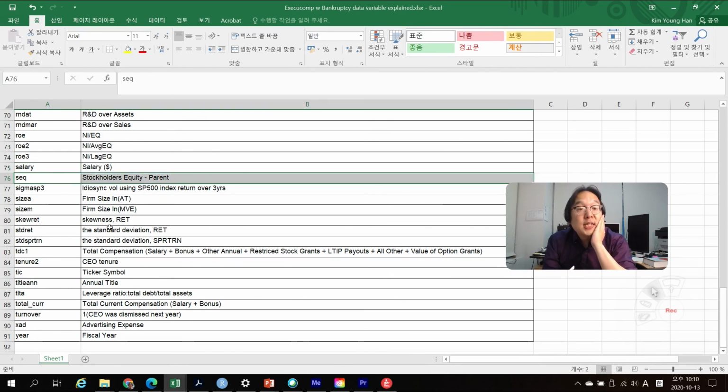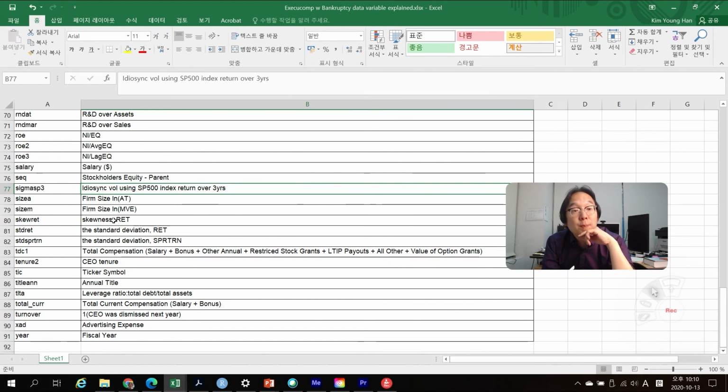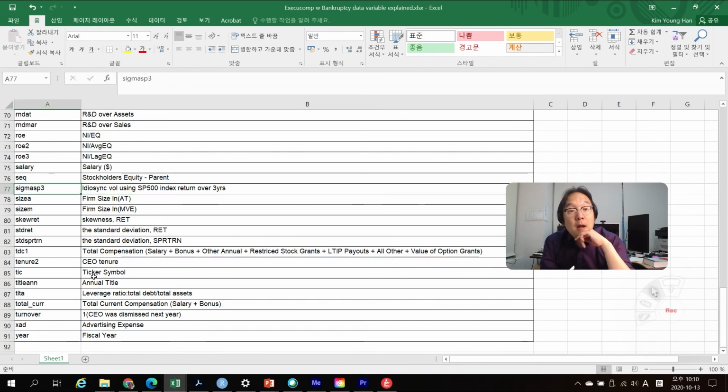Anyway, SEQ, that's book value of equity, stockholders' equity of the parent company. You CPA guys, don't question it. This is just consolidated basis, okay? So just don't ask me whether it is consolidated basis or independent basis. Just take it, okay? Sigma SP3, right? That's what? Idiosyncratic volatility using S&P 500 index, a return over 3 years.